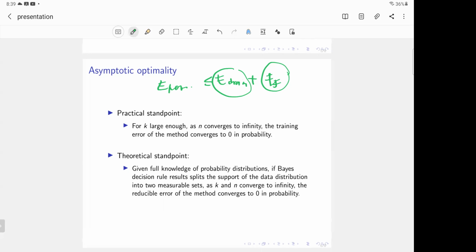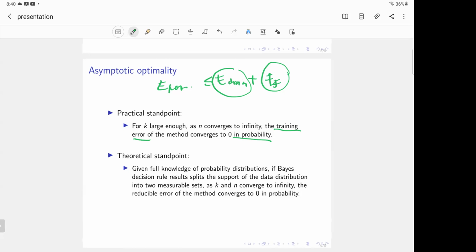So we approached this topic from two standpoints. First of all, we consider practical standpoint, and we proved that given a training data set, there exists a degree k such that as n converges to infinity, the training error of the method converges to 0 in probability. The convergence is in probability since our training error is a random variable that depends on the random projection direction that we choose for our algorithm.